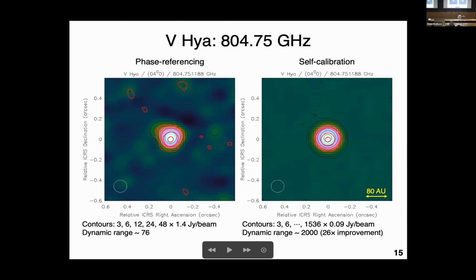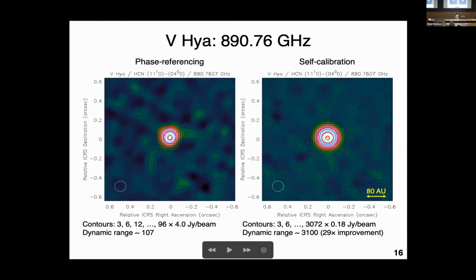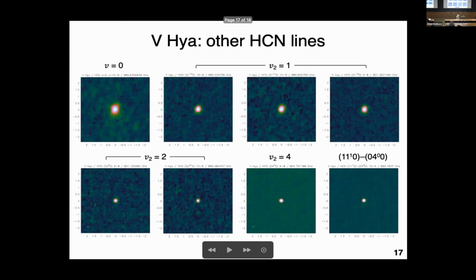We also see the improvement in the dynamic range, but because the emission here is weaker, the improvement is not as good. We also have a similar result for 891 gigahertz. Because the ALMA observation in band 10 uses the double sideband, it has an instantaneous bandwidth of 15 gigahertz, and so we simultaneously also cover many of the other HCN transitions in different vibrational states.